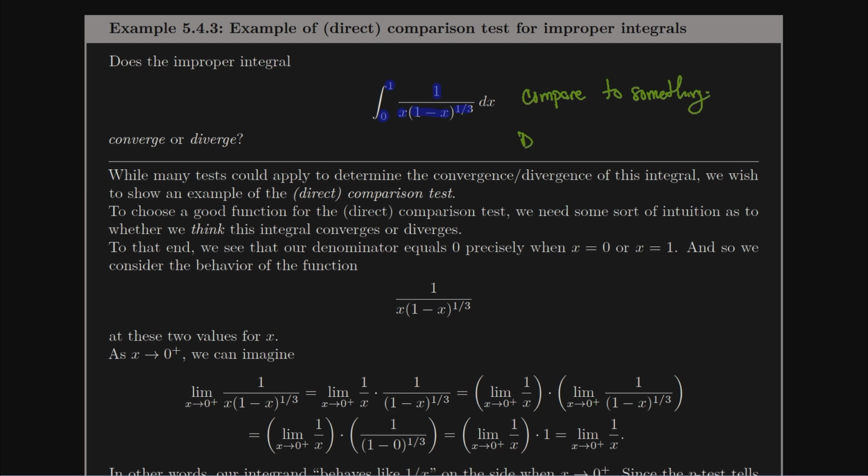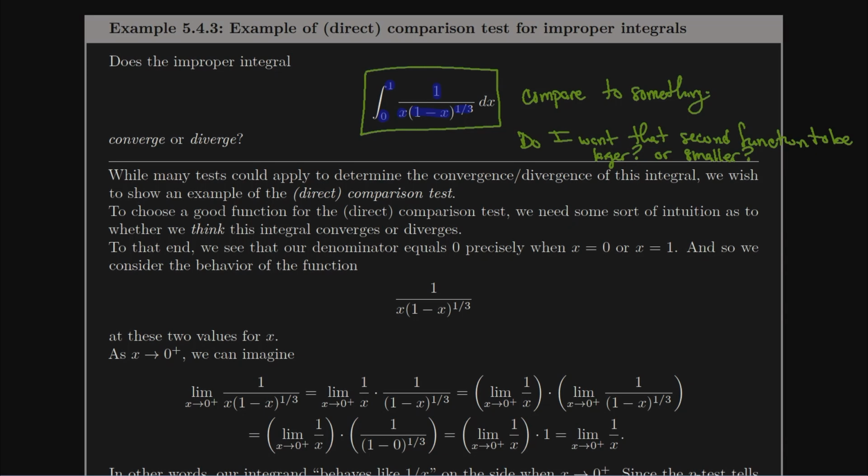But the real question is, do I want that second function to be larger or smaller? What's going to make more sense for me to compare this integral if I'm testing its convergence? Well, to really answer that, I need to know if I think it diverges or if I think it converges, and that's not always an easy thing to do.